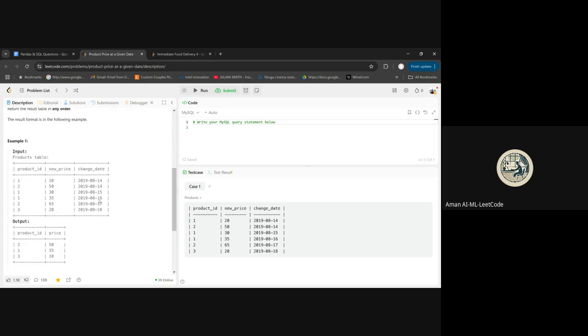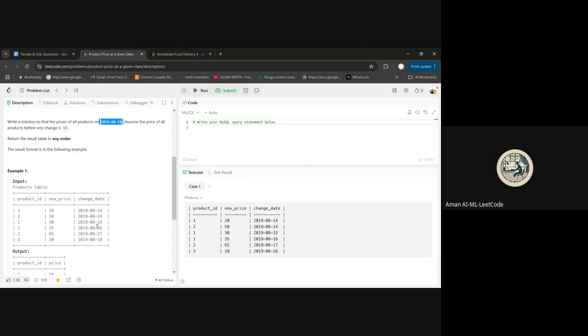Let's go and check here. What is the price of product ID 1 on this date? Can someone tell me by looking at this table? What is the price of product ID 1 on this date? 20. On 16th, it is 35, right? Yes. Okay.